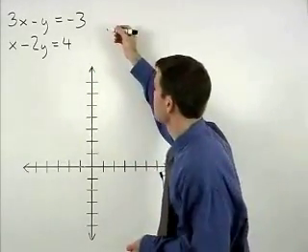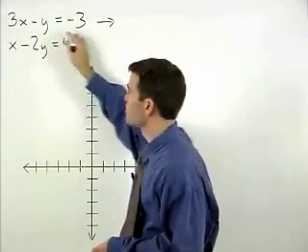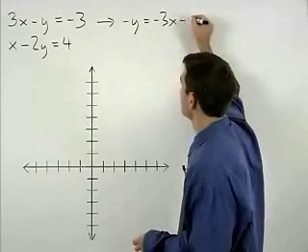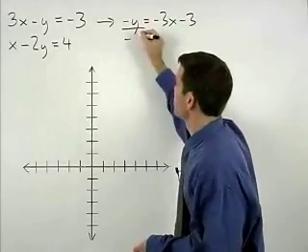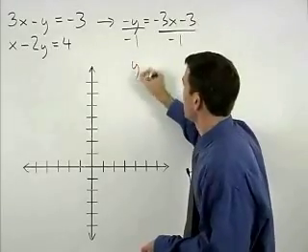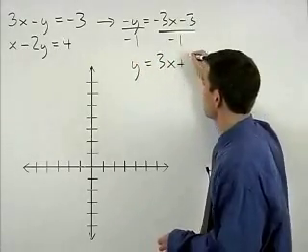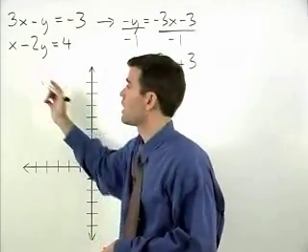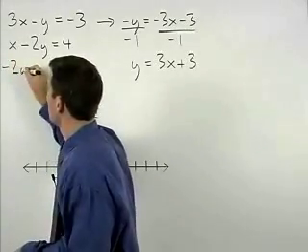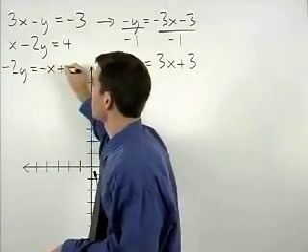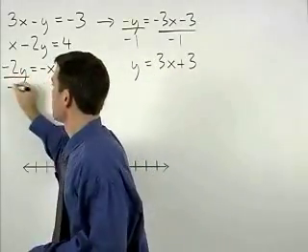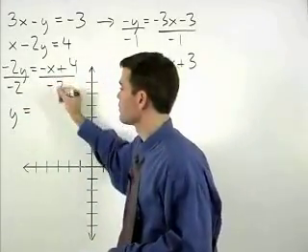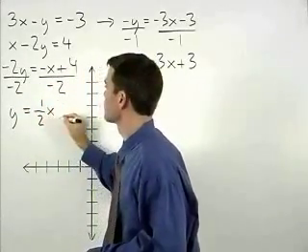For our first equation, we would subtract 3x from both sides to get negative y equals negative 3x minus 3. Divide both sides by negative 1, and y equals 3x plus 3. For our second equation, subtract x from both sides to get negative 2y equals negative x plus 4. Divide both sides by negative 2, and y equals positive 1/2 x minus 2.